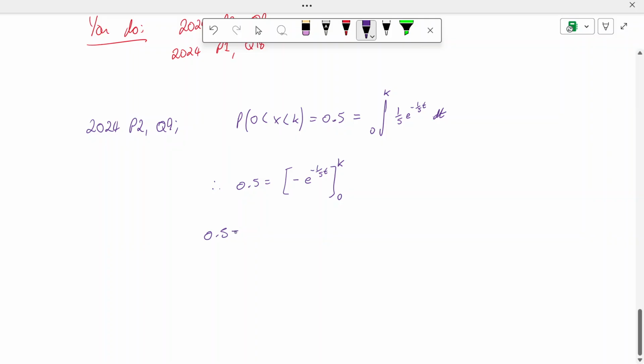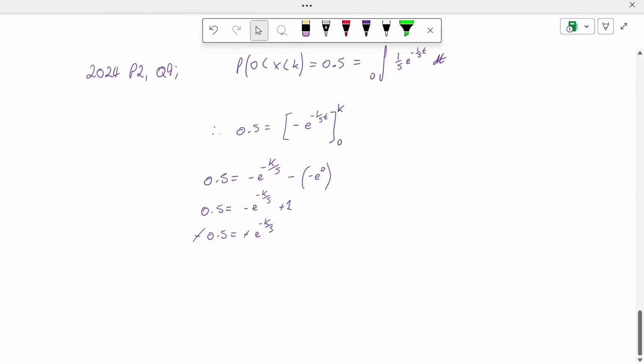So 0.5 is going to be equal to negative e to the negative k on 5 once I sub that in for t, minus negative e to the 0. So 0.5 equals negative e to the negative k on 5 plus 1. Negative 0.5 equals negative e to the negative k on 5. This is on the Tech Active paper. Keep in mind I'm going to ln both sides now.